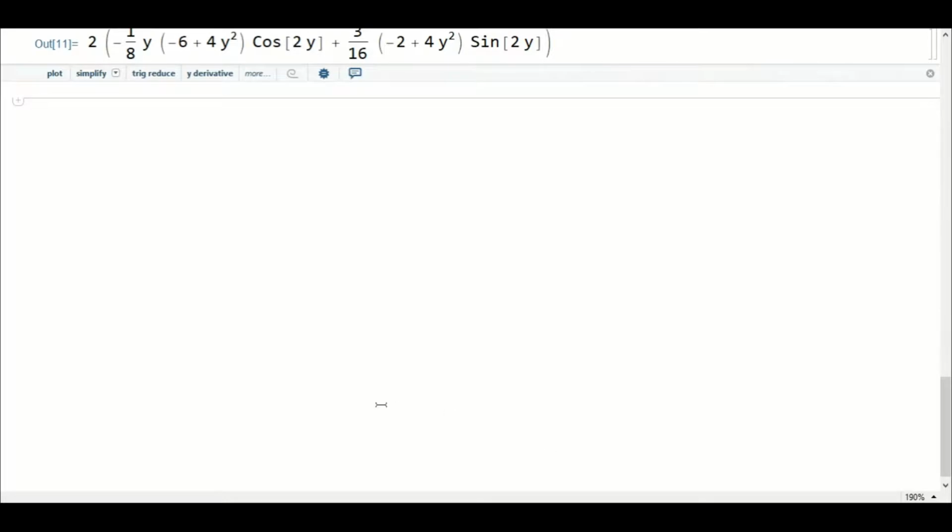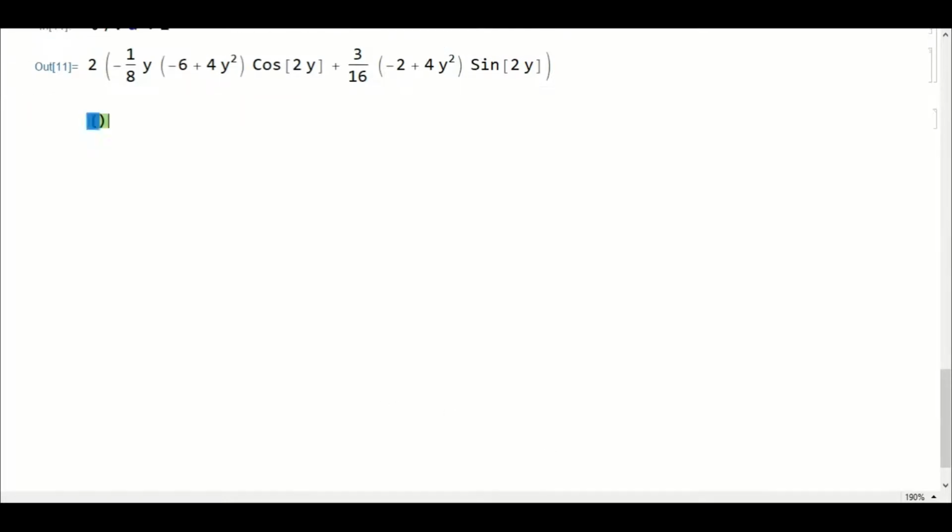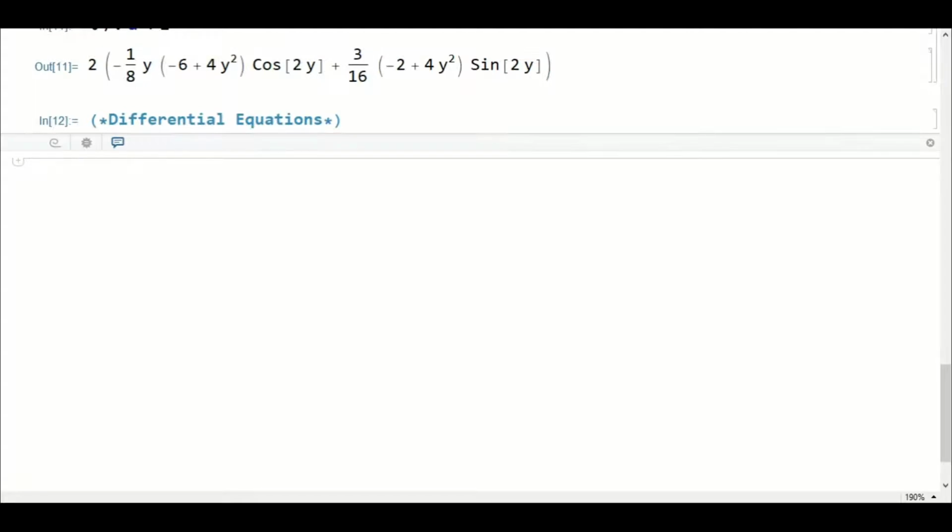Now we will discuss differential equations. Differential equation is undoubtedly one of the most important things in physics. Whatever you do in physics is generally solving a differential equation most of the time.